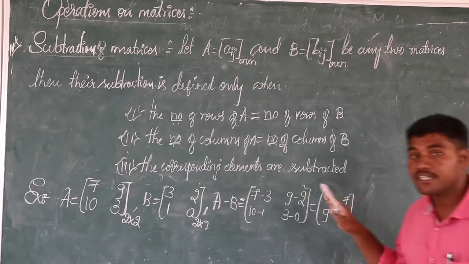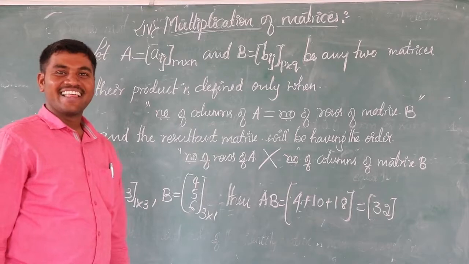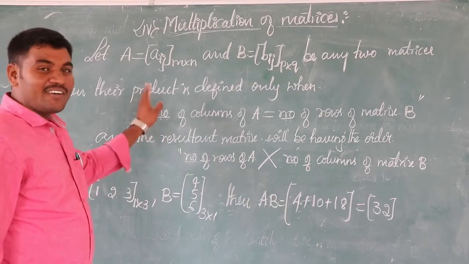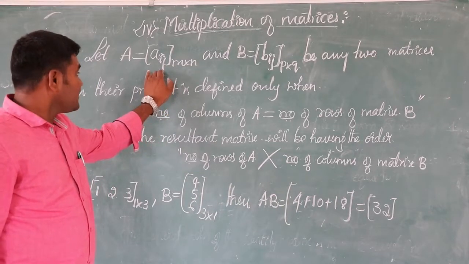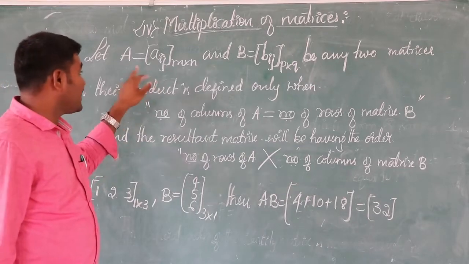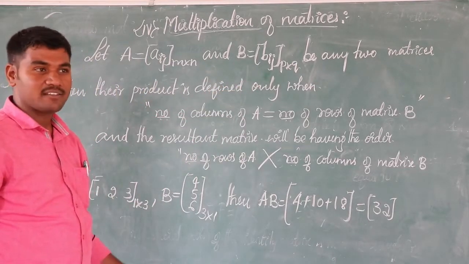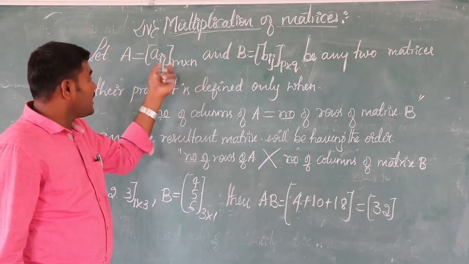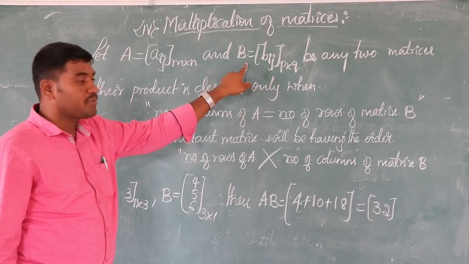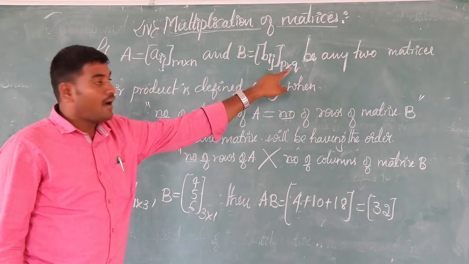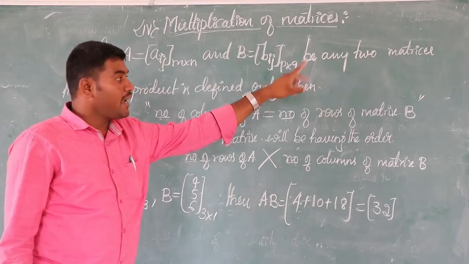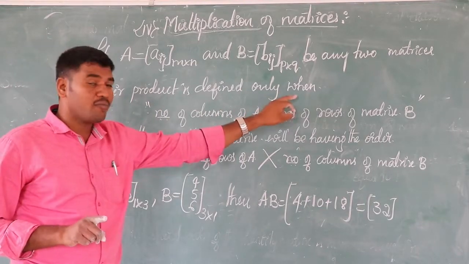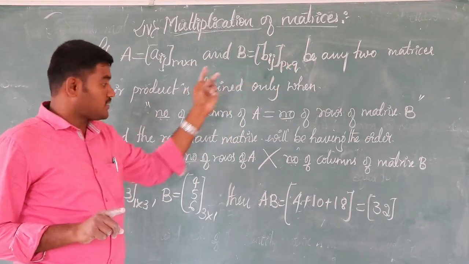Next is multiplication of matrices. So for multiplication of matrices, let us consider any two matrices. Here also A and B are any two matrices. Consider A equal to elements a_ij having order m by n, and matrix B equal to elements b_ij having order p by q. Be any two matrices, then their product, their multiplication is defined only when these two matrices satisfy some conditions.